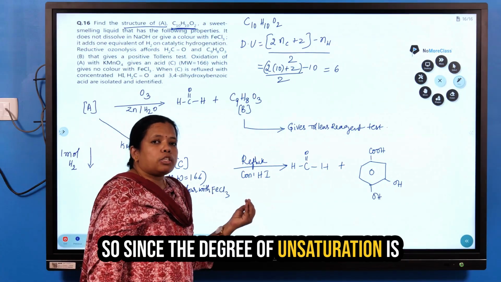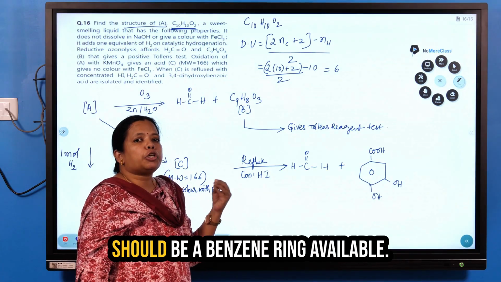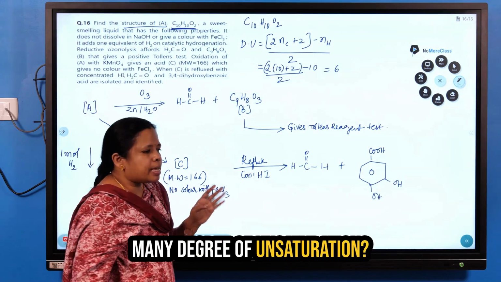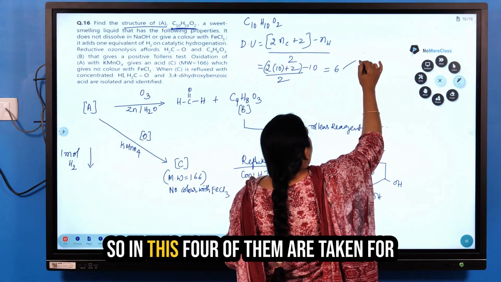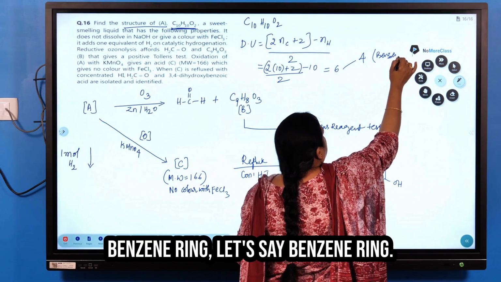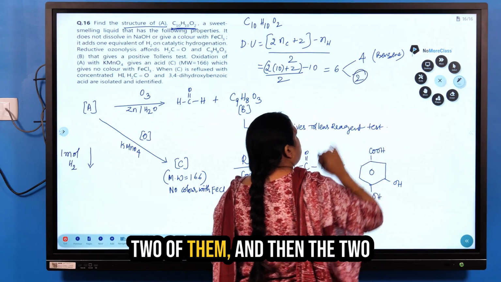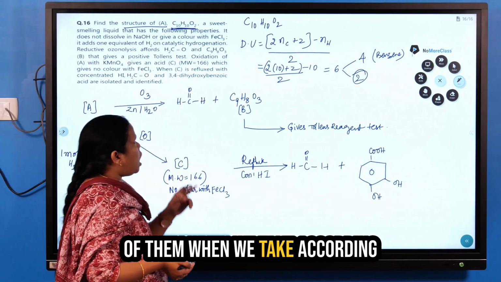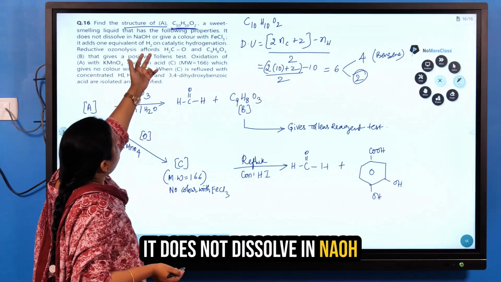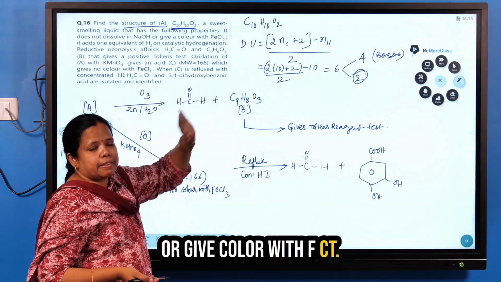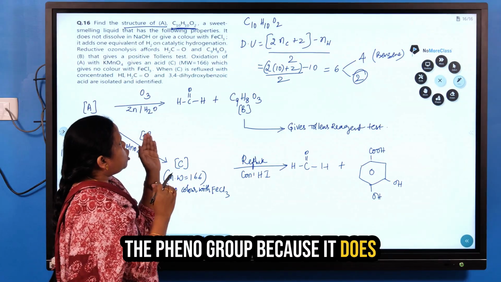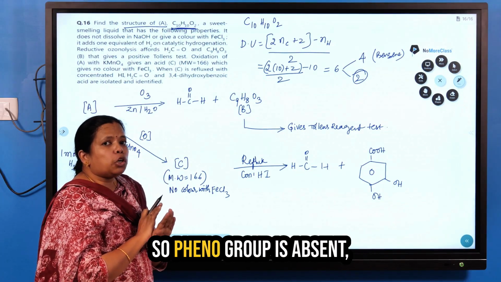Since the degree of unsaturation is so high, we can assume there should be a benzene ring available. The benzene ring accounts for how many degrees of unsaturation? 4. So 4 of them are taken by the benzene ring, and then we have to account for 2 of them. Based on the next statements, it does not dissolve in NaOH or give color with FeCl₃. That means it is not a phenolic group, because it does not show any color with FeCl₃. So the phenolic group is absent.